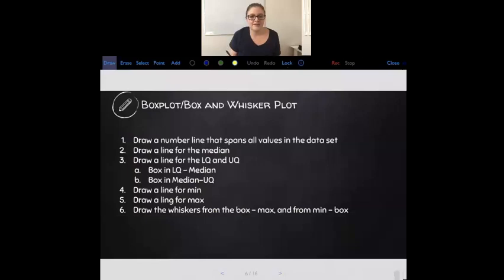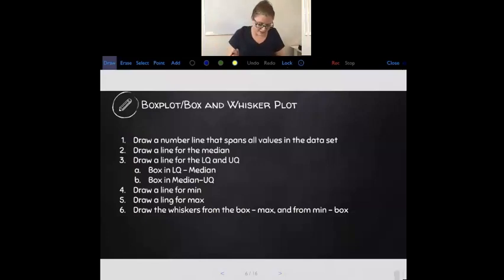Draw a number line that spans all values in the data set first. Draw a line for the median, a line for your lower quartile and upper quartile. By connecting these lines to the median, you'll have your box. Then you'll draw a line for your min and your max, and you'll connect the box to those values. So you'll end up with a box with some whiskers.